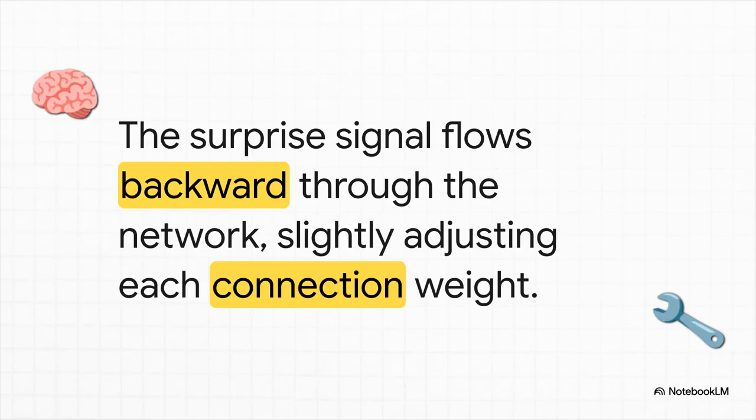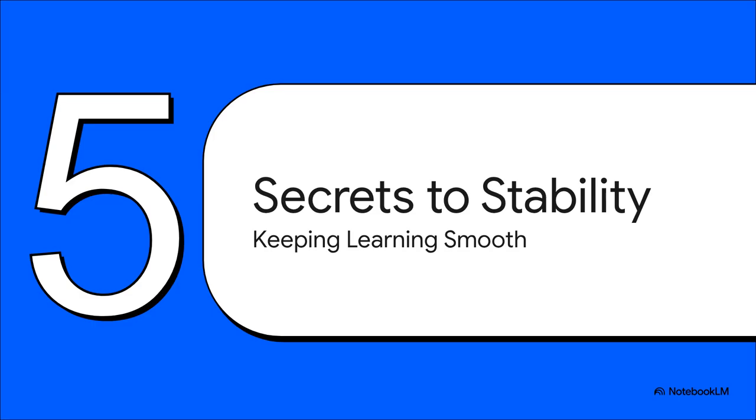And here's where that surprise signal gets put to work. It doesn't just vanish, it actually travels backward through the entire neural network, from the output all the way back to the input. And as it goes, it makes a tiny little adjustment to every single connection it passes. If the prediction was too low, it nudges the connections to be a bit stronger. If it was too high, it weakens them a bit. This whole process is called backpropagation, and it is literally how the brain rewires itself to make a better guess next time.